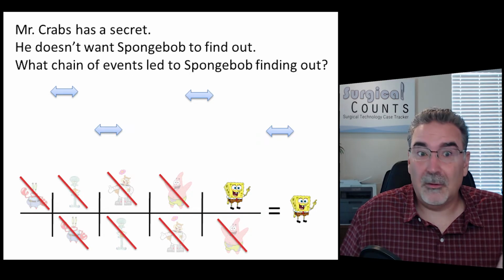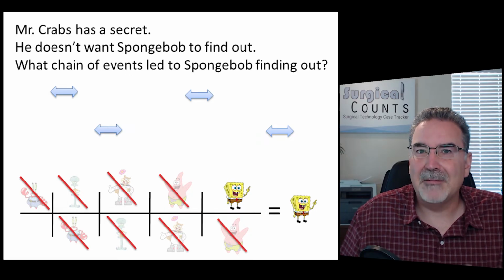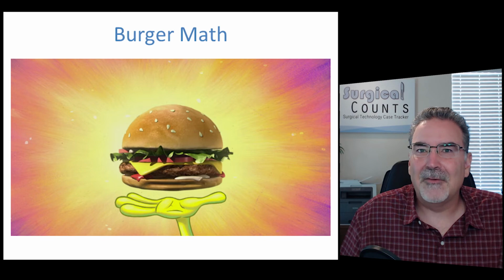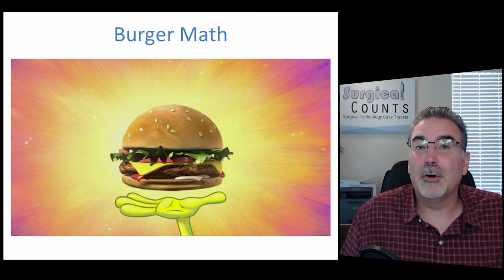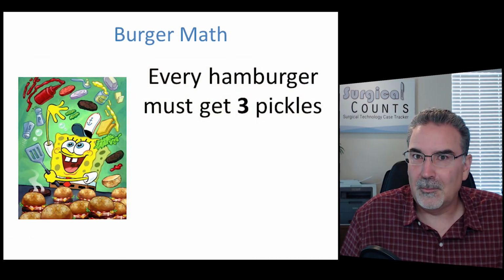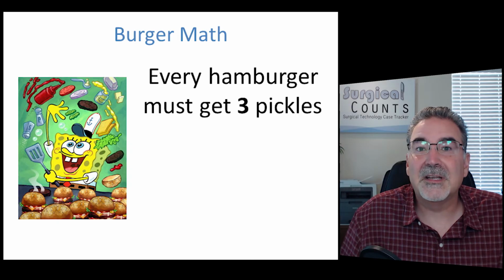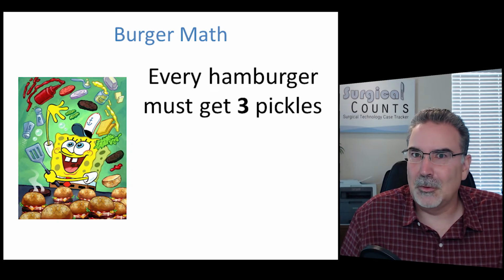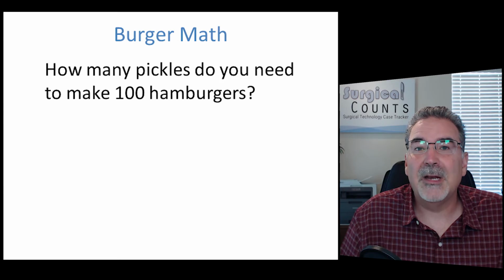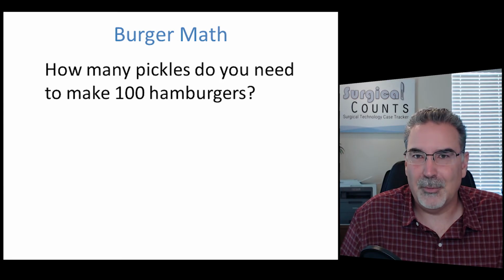So if you were able to follow this, how we got from Mr. Krabs all the way to SpongeBob mathematically, now you're ready for burger math. So here's how burger math works. Remember our rule. Every hamburger must get 3 pickles. That's our rule. And the question is, how many pickles do you need to make 100 hamburgers?